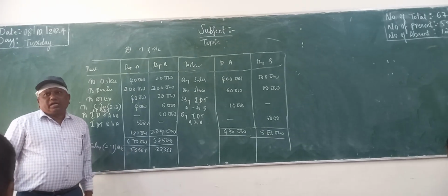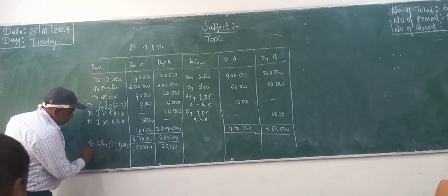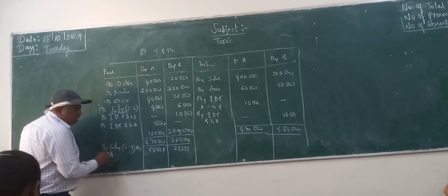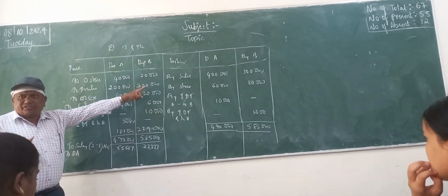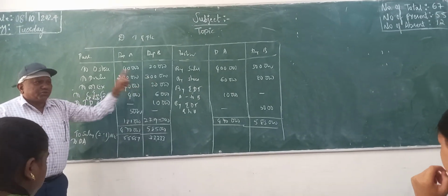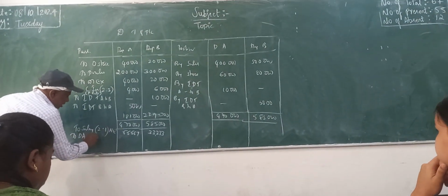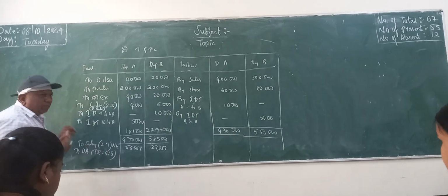What next? Discount. Which ratio? Discount is given for what? Sales, right? Because of sales we are giving discount, so we need the sales ratio. Sales ratio 4 is to 5. 4 by 9 into total amount.